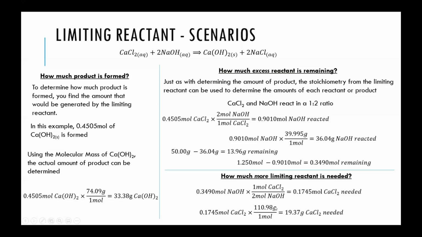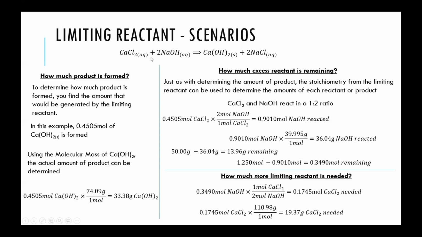And kind of more of the last step is how much more limiting reactant is needed. So how much limiting reactant can this situation handle before everything is gone? So you're figuring out how much is left over. So for this excess reactant, you have 0.3490 moles of excess sodium hydroxide.